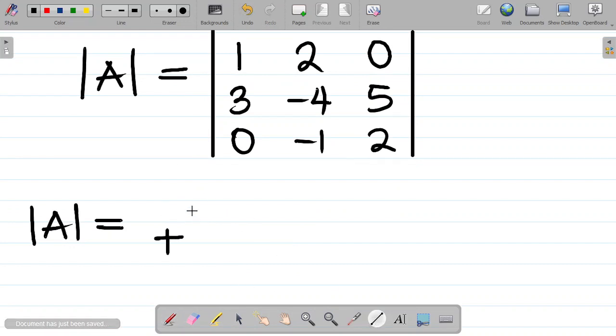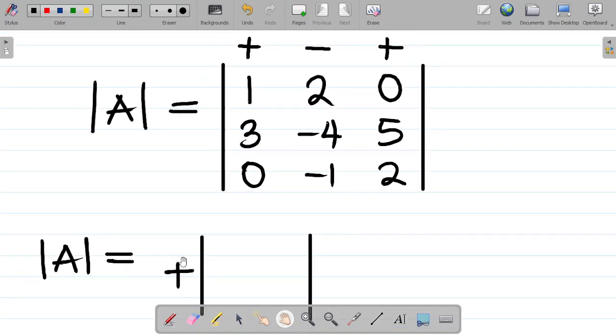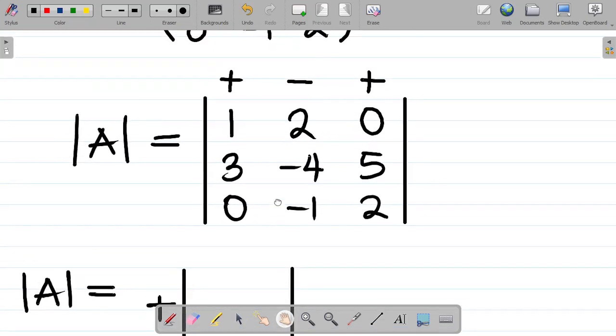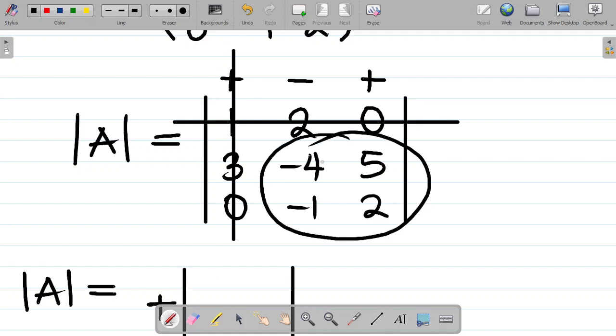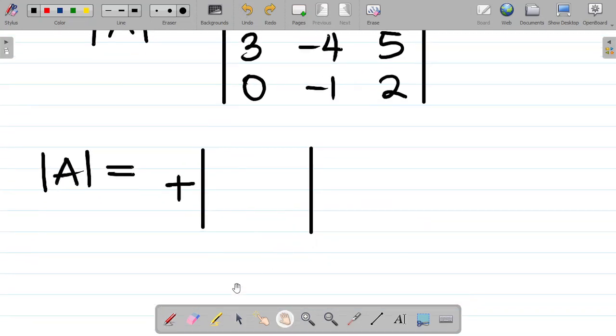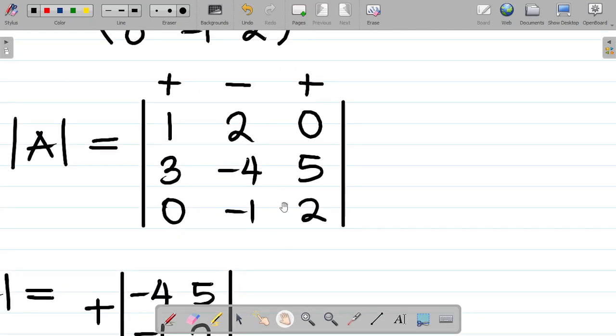So plus, you open the same thing here. For this one, to solve this, you have to cover up the column of 1 and then the row of 1. If I do that, I'm left with minus 4, 5, minus 1, 2. I'll bring that out: minus 4, 5, minus 1, 2. And that is done with the first task.